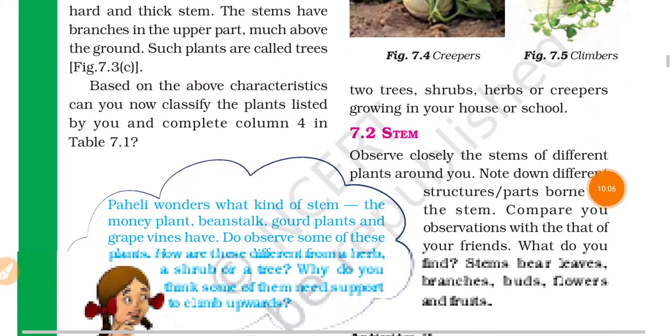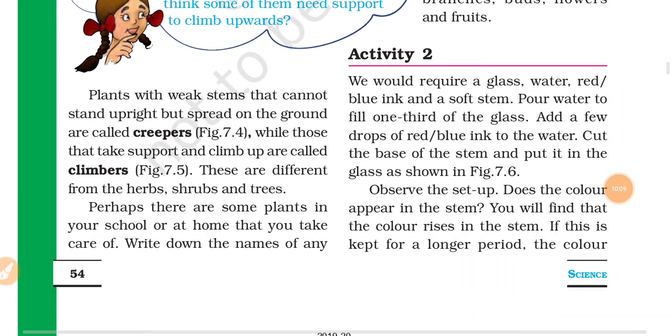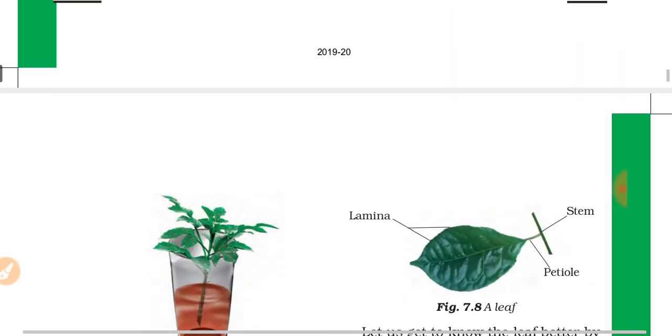Okay, about stems, the activity we will be doing in the next class.